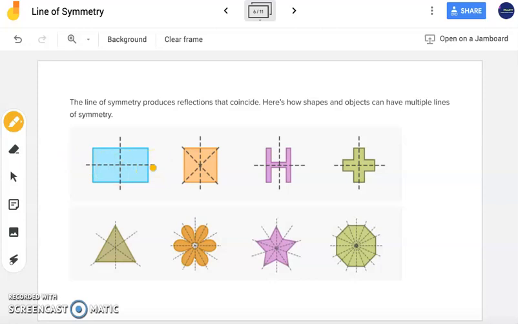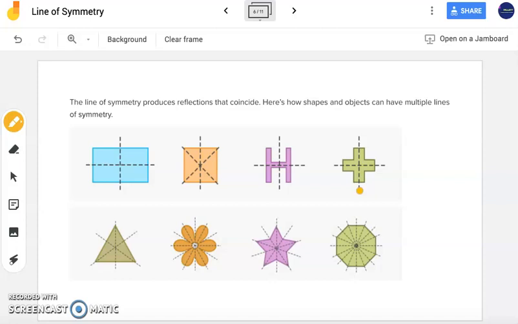And as you take a look at all of these figures here, many objects will have more than one line of symmetry. And it's up to you which line of symmetry you would like to use to prove that this object or figure is symmetrical. You can choose any form you would like.